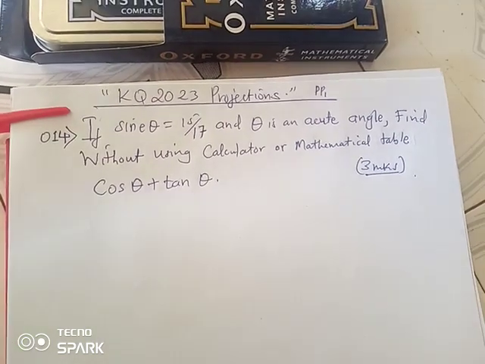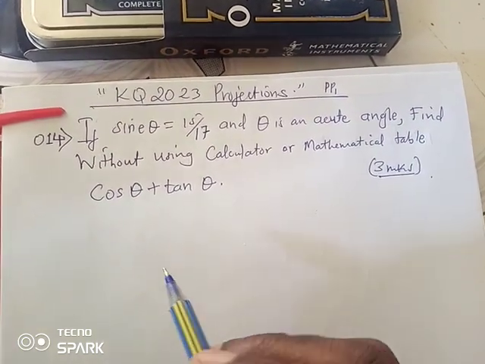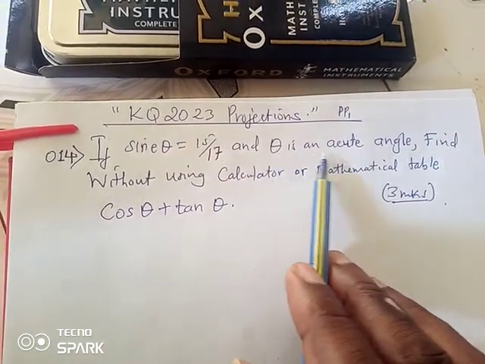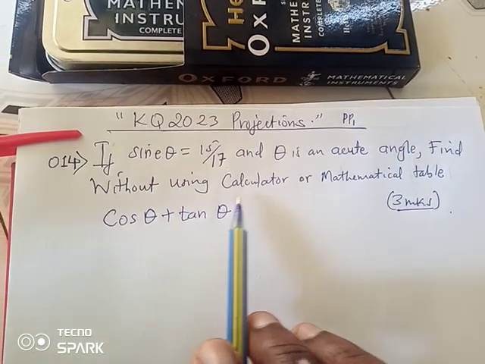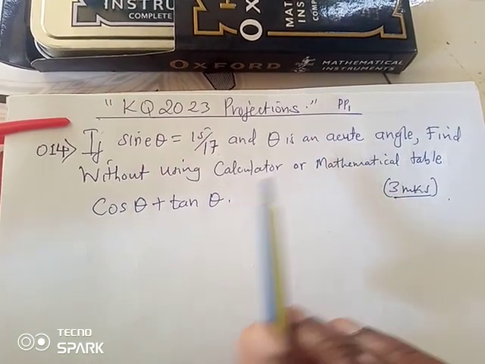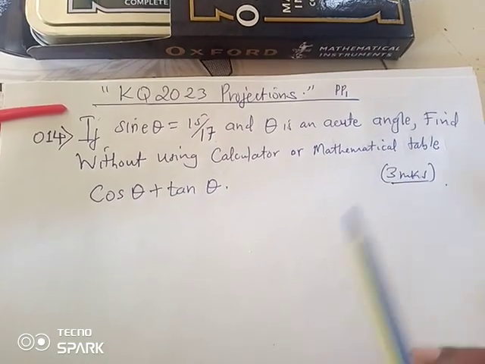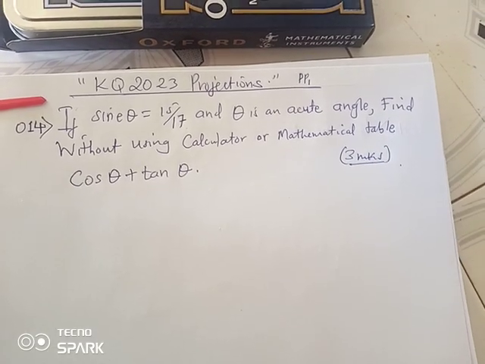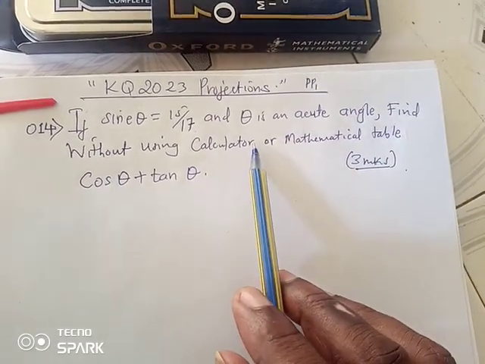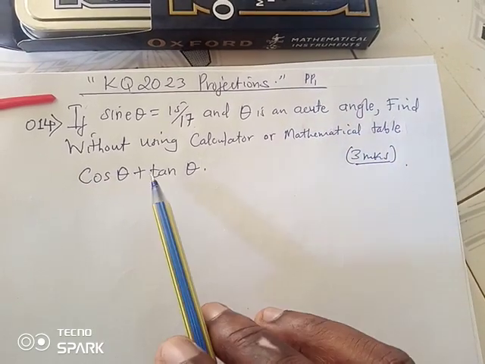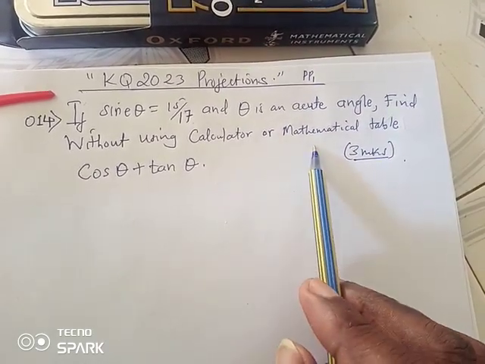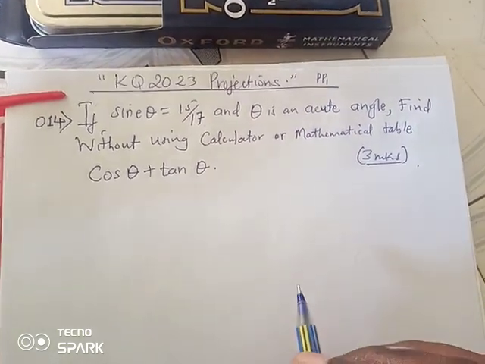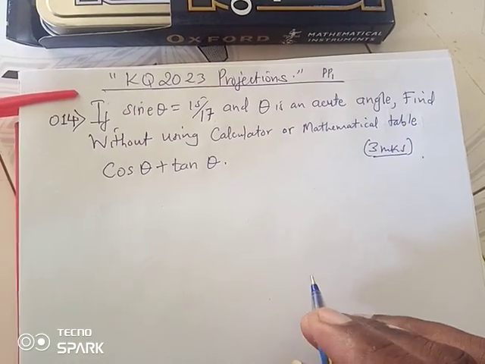And at number 14, the question reads: if sine theta is equal to 15 over 17 and theta is an acute angle, find, without using calculator or mathematical tables, cos theta plus tan theta. Reading again: if sine theta is equal to 15 out of 17 and theta is an acute angle, find without using calculators or mathematical tables cos theta plus tan theta. 3 good marks.